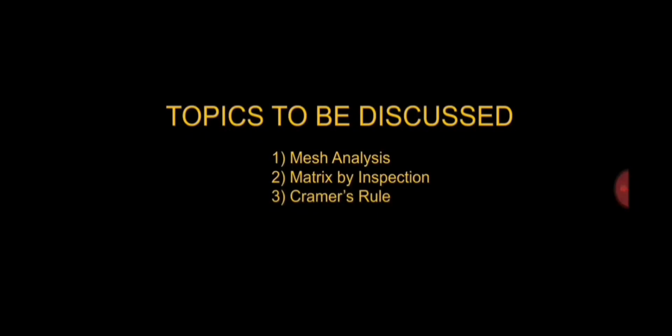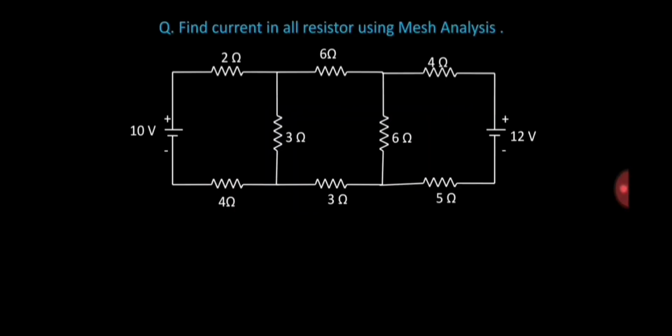Welcome to Engineering Mathematics. Today we are going to do the mesh analysis and solve it in matrix form under Cramer's rule. So given this figure here, whereby the current always originates from the positive to the negative in this direction.